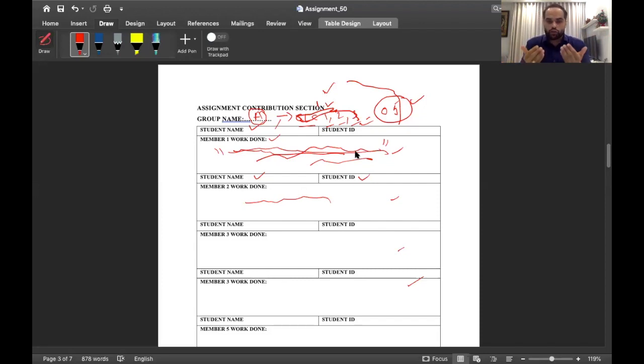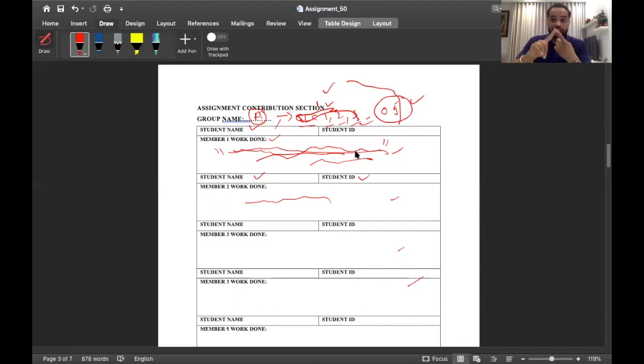So that's why you are a group member. You have to divide all the tasks equally. You have to divide all the questions equally. I'm not saying that you divide 4 questions among 4 students. No, this one question 4 students can do, this question also 4 students can do, this question 4 students can do, and this question 4 students can do.